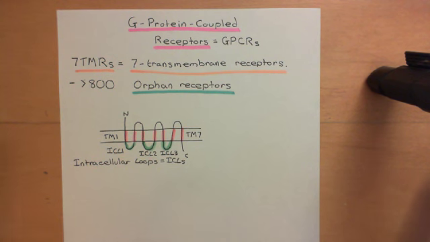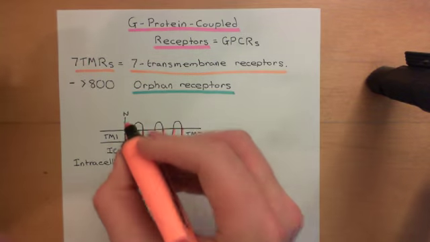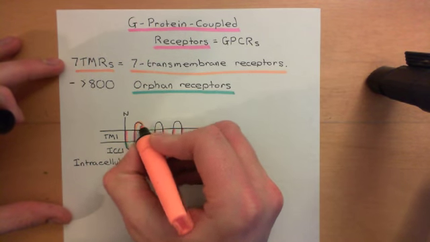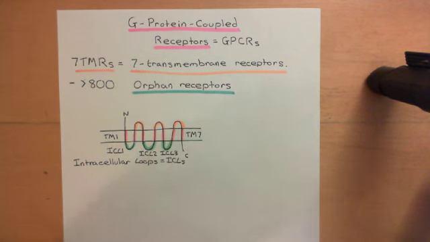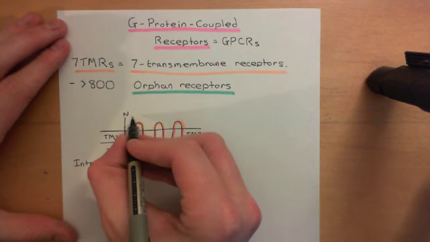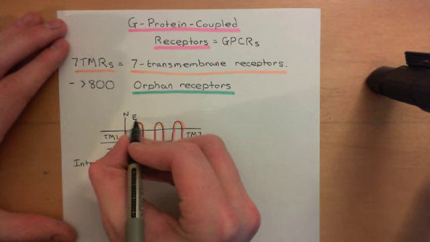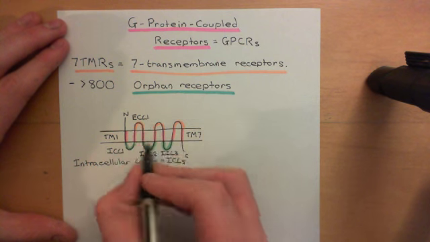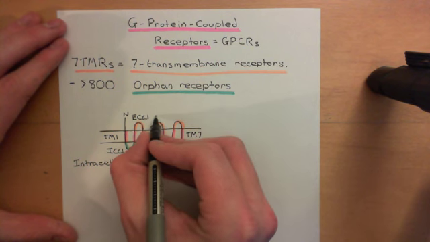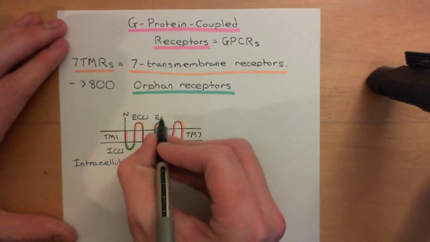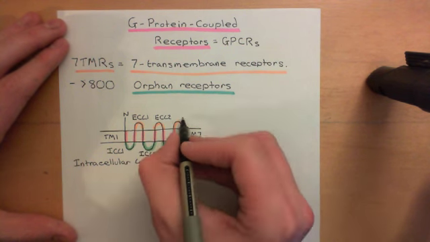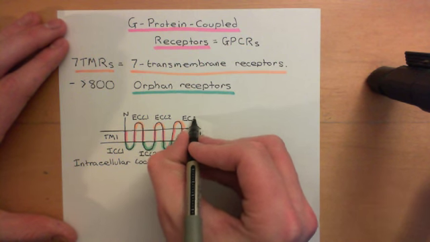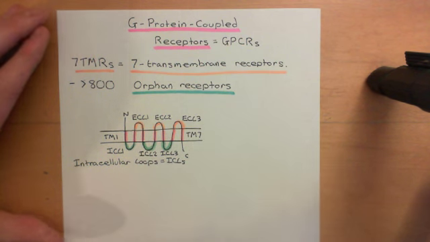Okay, let's now do the extracellular loops. The extracellular loops are the same thing, but on the outside this time, and again you have three of them. And for short they're abbreviated down to ECL for extracellular loop. So this first one here between TM2 and TM3, that's extracellular loop 1. This second one here between TM4 and TM5, that's extracellular loop 2. And this third one here between TM6 and TM7, that's extracellular loop 3, ECL3.